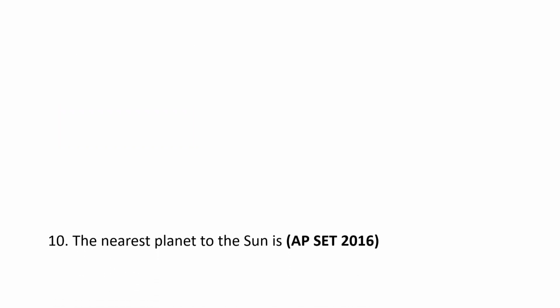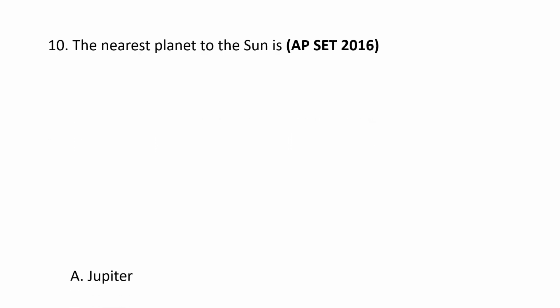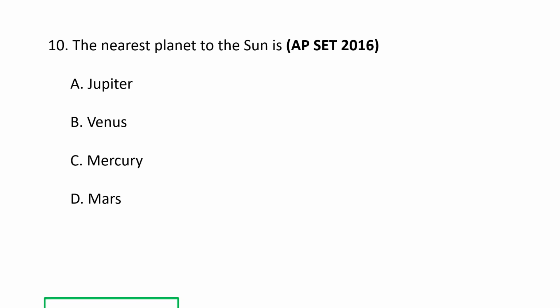Next question. The nearest planet to the Sun is A. Jupiter, B. Venus, C. Mercury, D. Mars. So the correct option goes as C. Mercury.